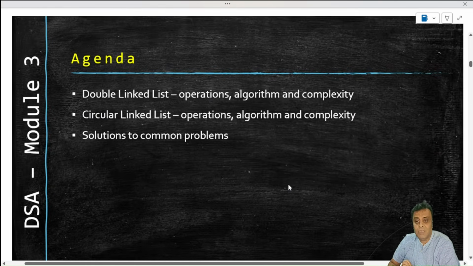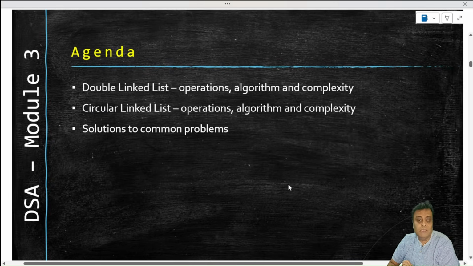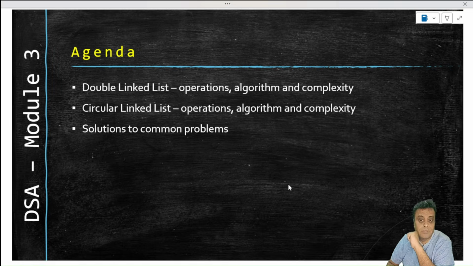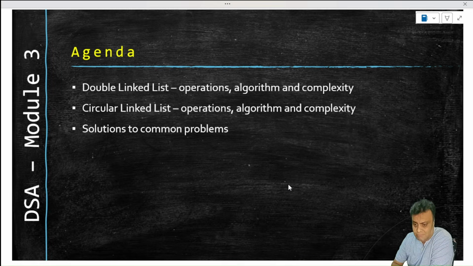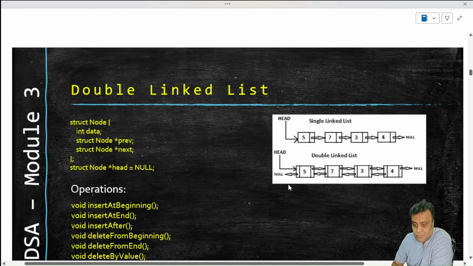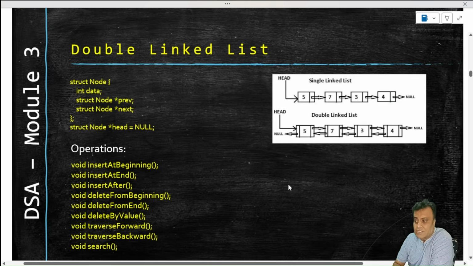Now, what do we cover today? We cover double linked list, which is the operations, the algorithms, the complexities. We cover the same thing on the circular linked list. So there are two linked lists that we'll cover today, both the double and the circular linked lists. We'll also understand the differences of it. And then, of course, we'll go through all the common questions that may be asked in terms of both these topics.